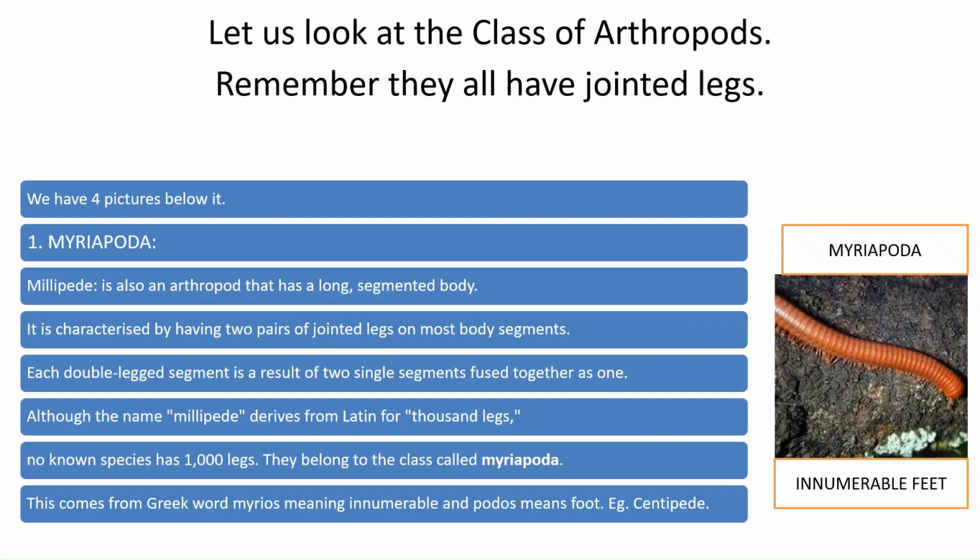Although the name millipede derives from Latin for 1,000 legs, no known species has 1,000 legs. They belong to the class called myriapoda. This comes from Greek word myrios, meaning innumerable, and podos, meaning foot. So example is a centipede. So we keep the label myriapoda, and below it we keep the picture of the millipede, and then we put the characteristic, which is innumerable feet.